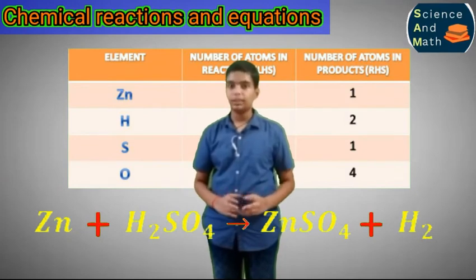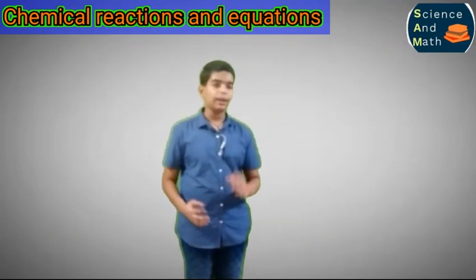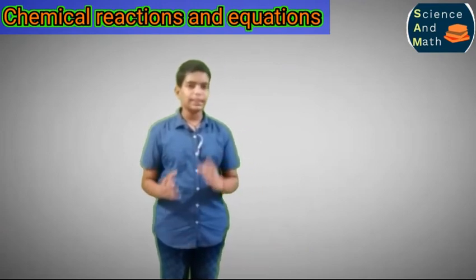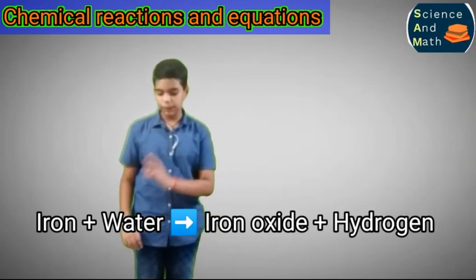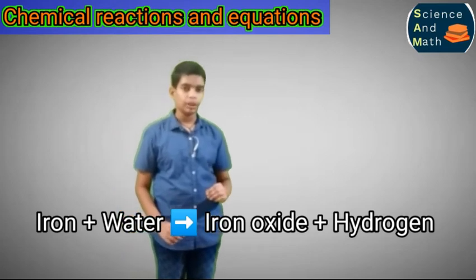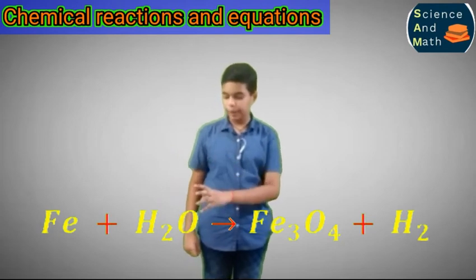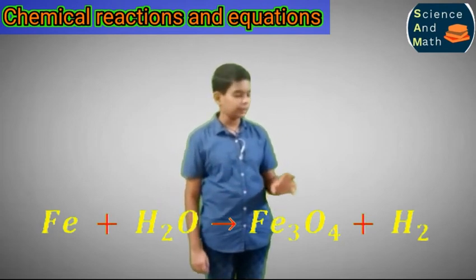Hence, it is known as the balanced equation. So now let us try balancing an unbalanced equation. For an unbalanced equation, let us take an example, alright. So here's the example. Iron plus water gives rise to iron oxide and hydrogen gas. So in a chemical equation format, it looks like this. Fe plus H2O gives rise to Fe3O4 plus H2.